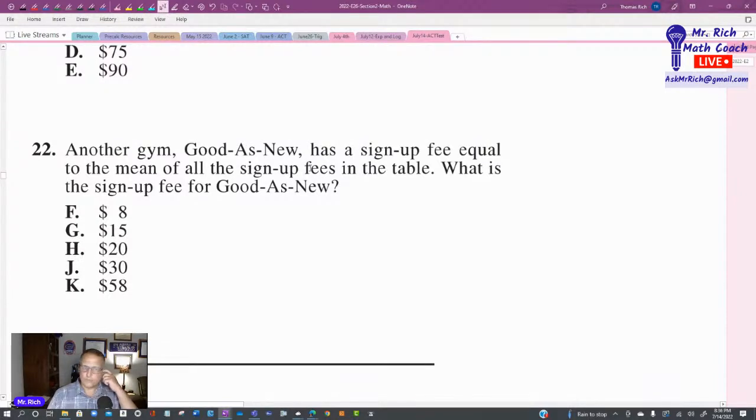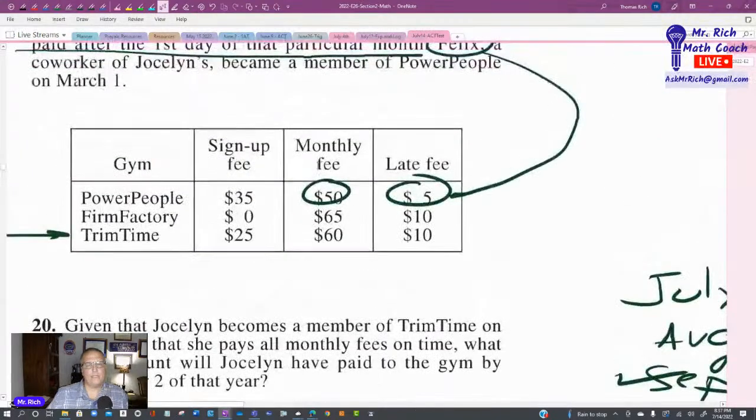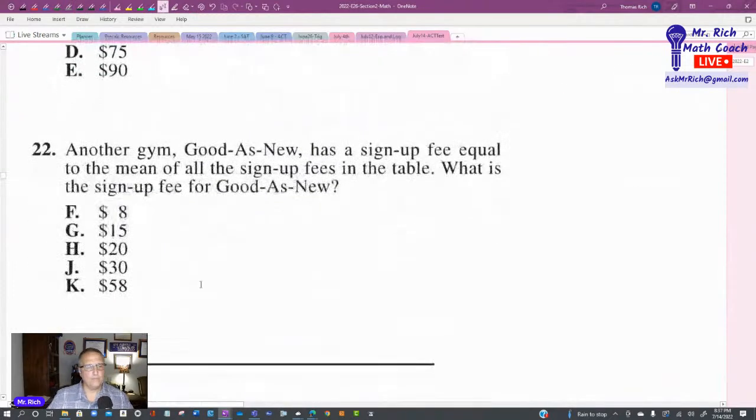So 22, another gym, Good as New, has a sign-up fee equal to the mean of all the sign-up fees in the table. What's the sign-up fee for Good as New? So I have to get the mean of these sign-up fees. Okay, what's the mean? So 55 divided by 3 is what this has to be.